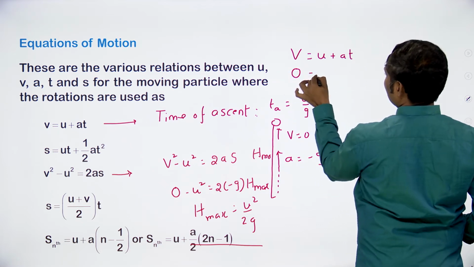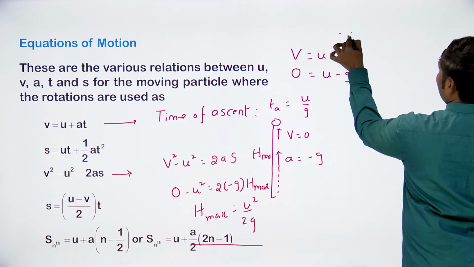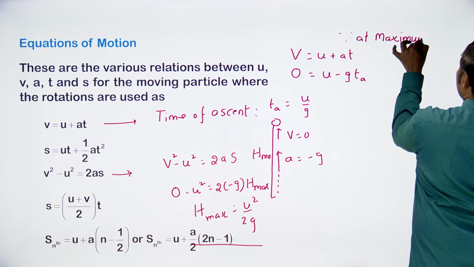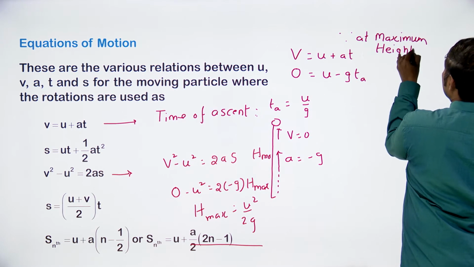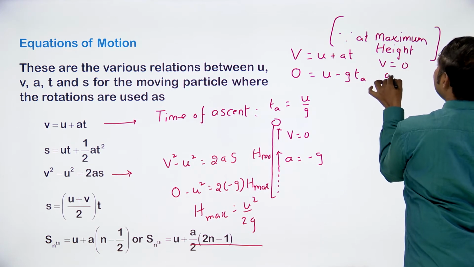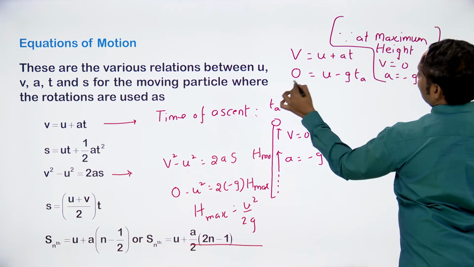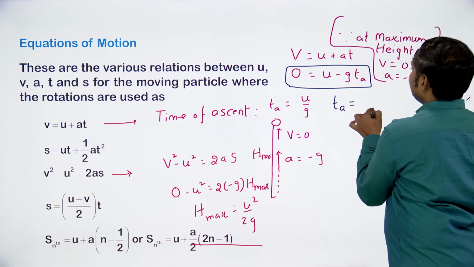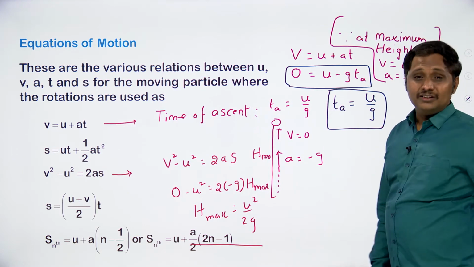This is going to be 0 and U minus gt, since at maximum height we would like to get that. At maximum height, V is equal to 0 and A is equal to, we would like to go for this one. This is very clear. We would like to get that time of ascent is equal to U by g, the time taken by the body to reach the maximum height, and it is going to be time of ascent.